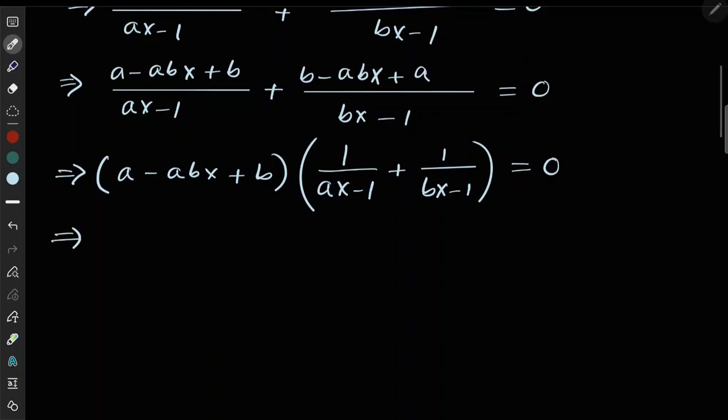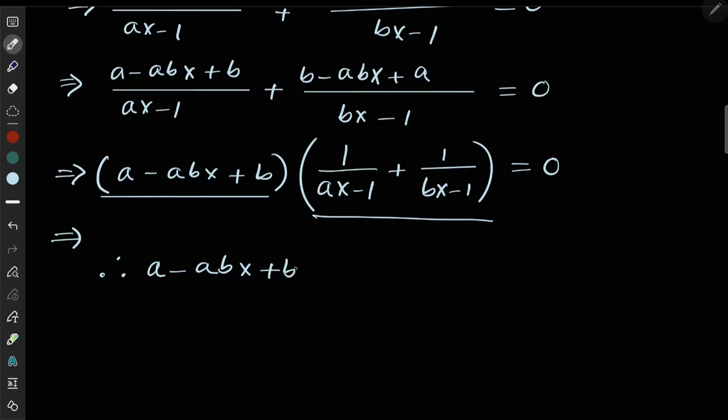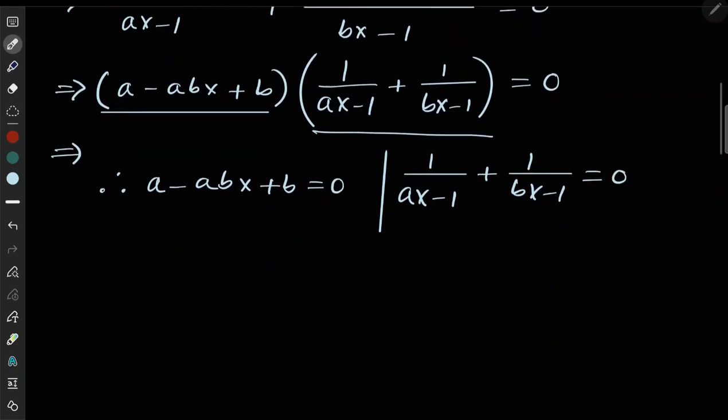If the product of the numbers is 0, we can write each factor separately as 0. That's why we can write (a minus b) by (abx plus b) equals 0 and 1 by (ax minus 1) plus 1 by (bx minus 1) equals 0.